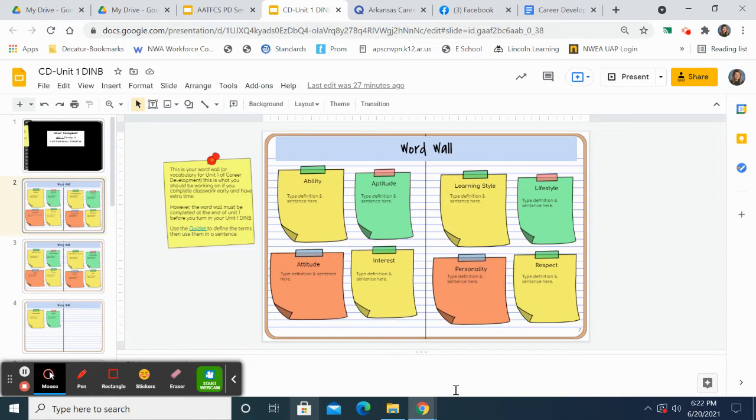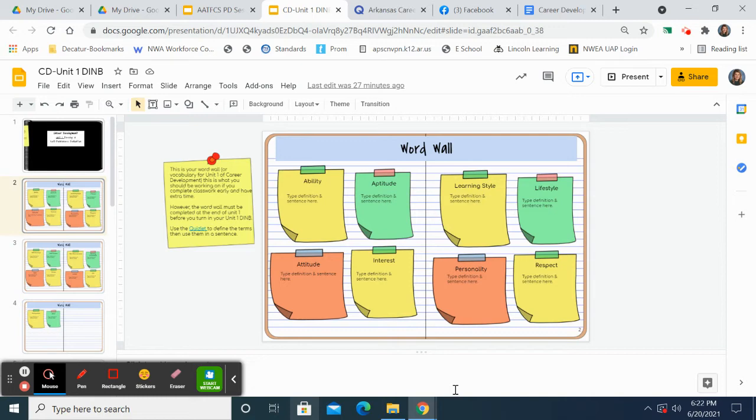I teach 7 different preps, so it would be very hard for me to have wall space to have 7 different word walls up for each one of my classes with essential vocab for each unit. So this provides them that word wall tool on their own devices.